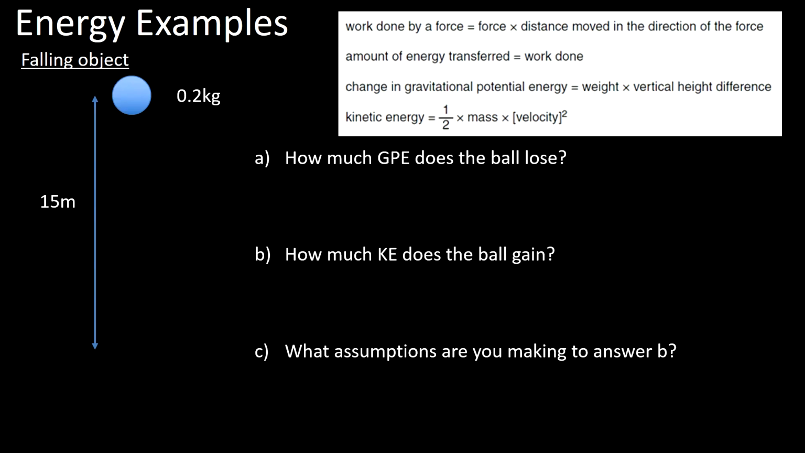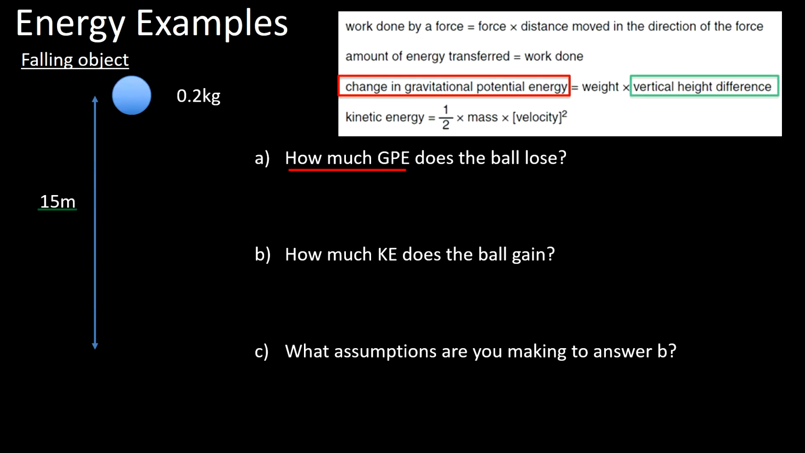So a multi-part question here leads you through the things to do. How much gravitational potential energy, or GPE, does the ball lose? As soon as we see that, we see that the question is asking for GPE, and the only equation that has gravitational potential energy in it is the third one down there. So that's the equation we're going to have to use in some way in this problem.